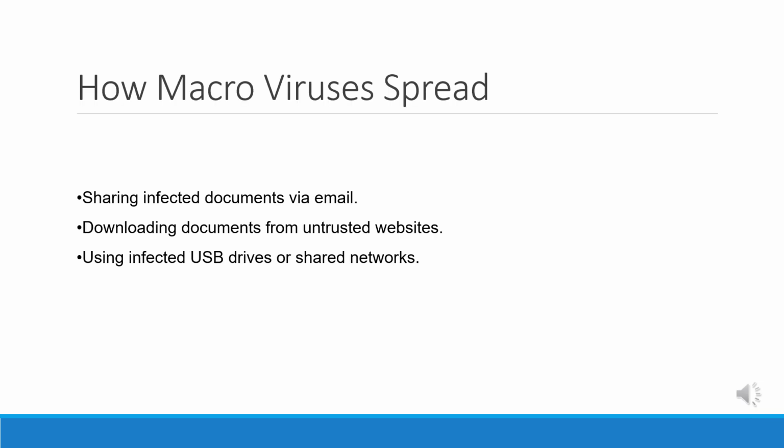Macroviruses spread primarily through infected documents. They often arrive via email attachments or downloaded files. USB drives and shared networks are also common carriers. Once the document is opened, the virus spreads automatically to other files.